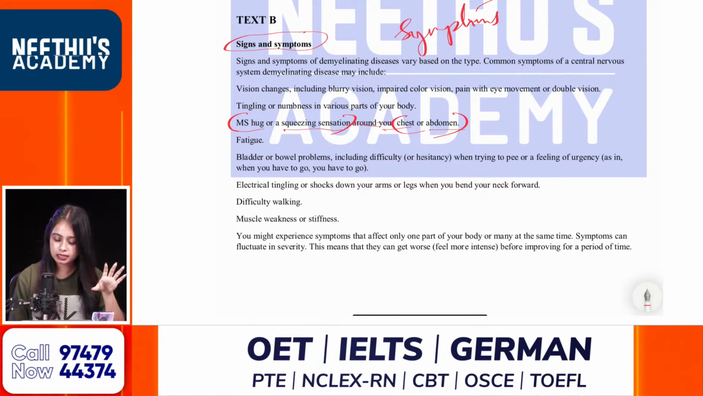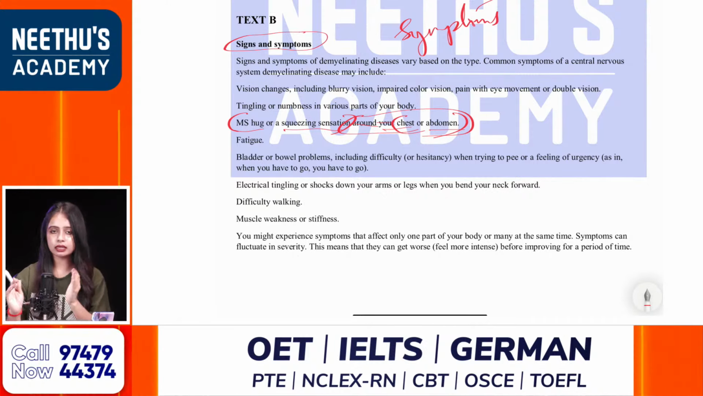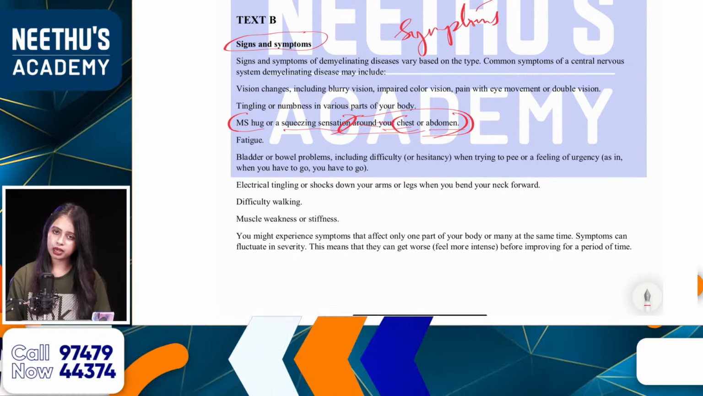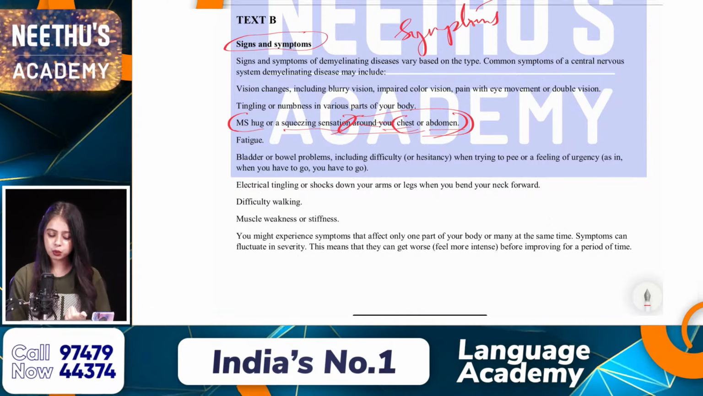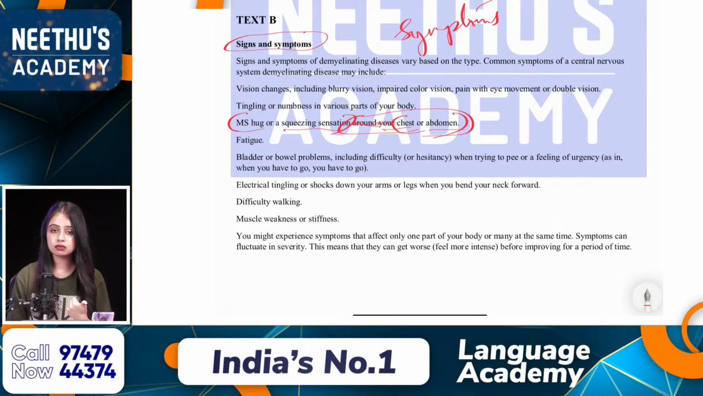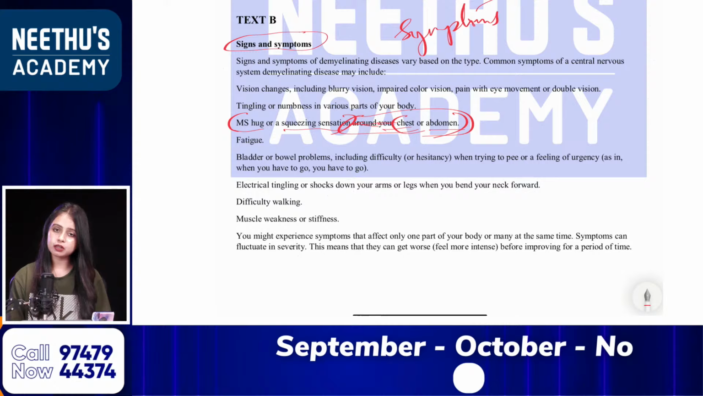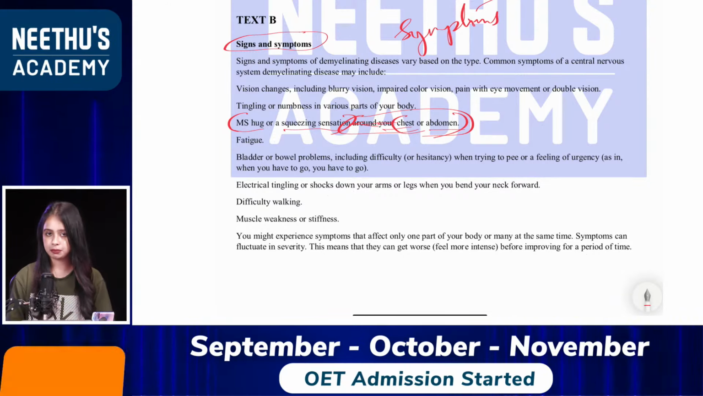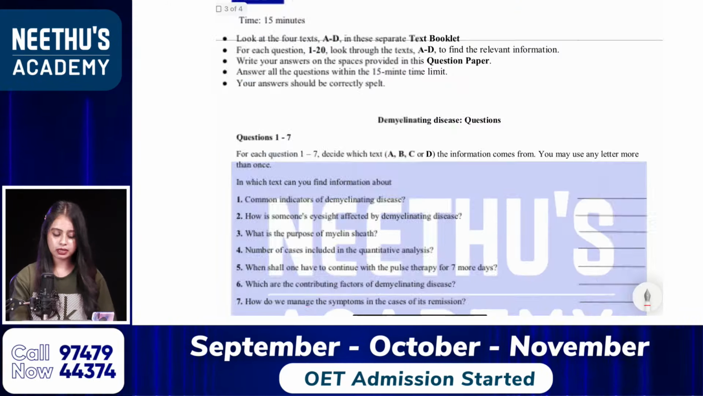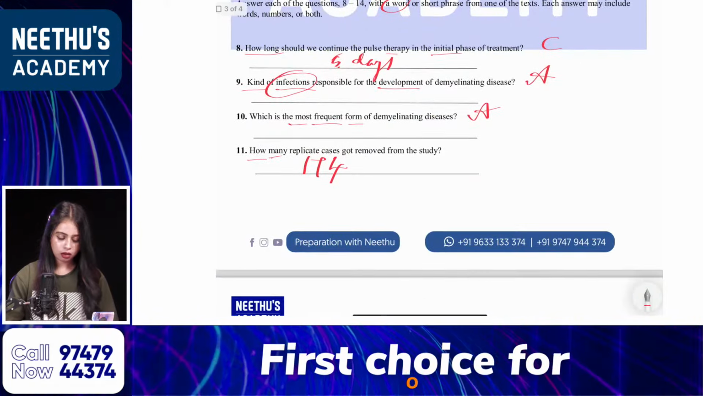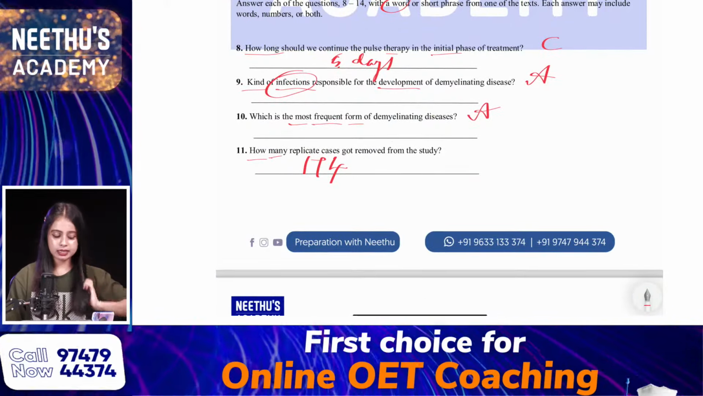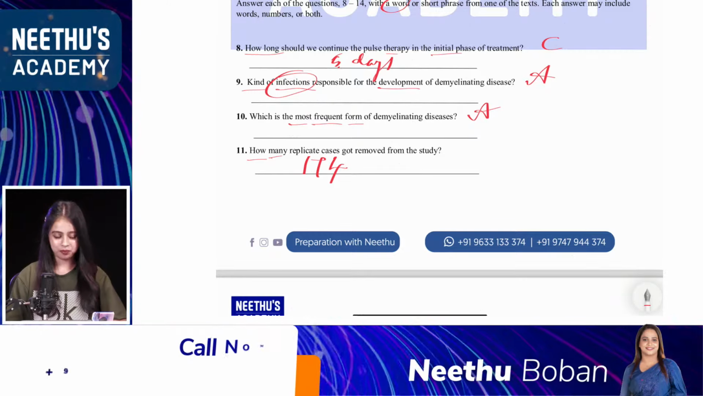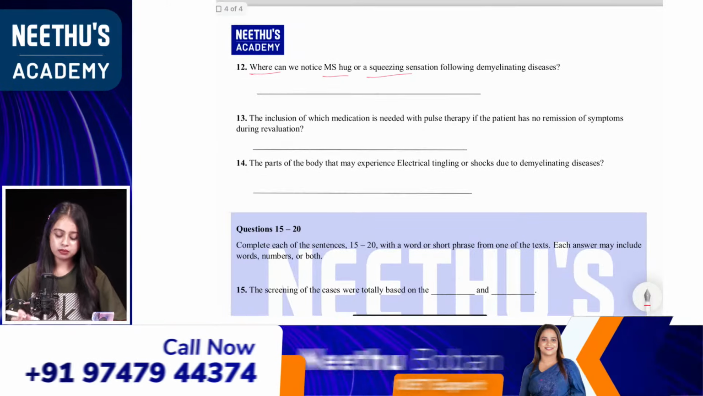Okay, the answer is around your chest or abdomen. That is the complete answer, I know, and you guys know that. But let's cut off the words around as well as your. So the answer will be chest or abdomen. 3 words. Okay, so the answer will be 3 words. Okay, Roshna, I understood. Okay, then 13th one.